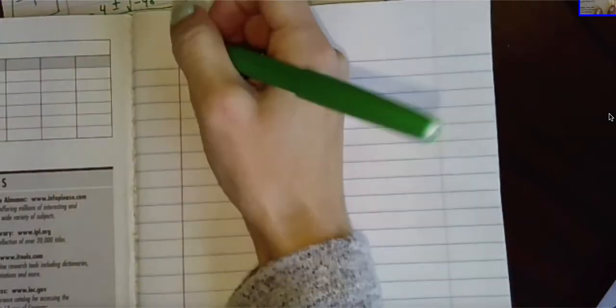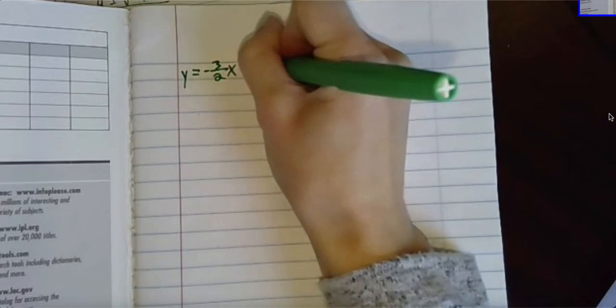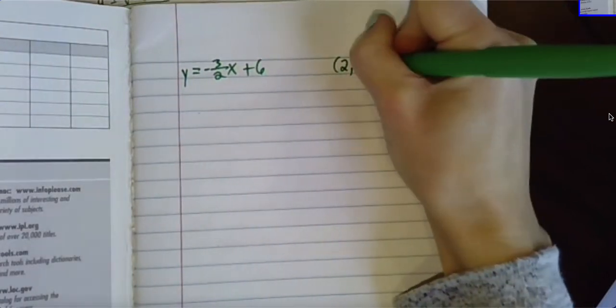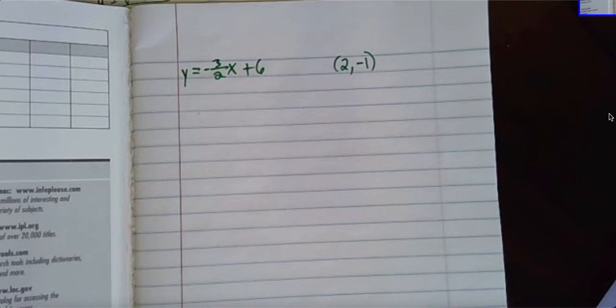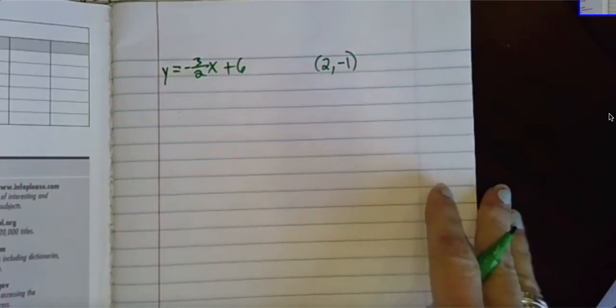Y equals negative 3 halves x plus 6. And our new point is 2, negative 1. And we're looking at an equation that's parallel to this. If it's parallel, what's my slope?